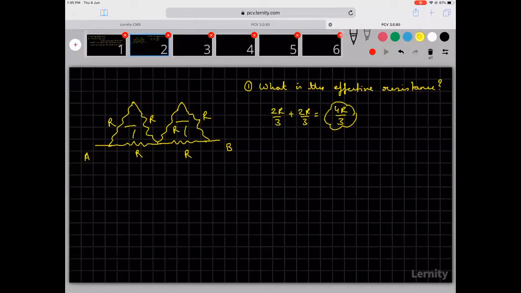I hope you are able to understand. This R and R are 2R. So 2R into R by 2R plus R will give you 2R by 3. So 2R by 3 is the effective resistance of this and this. Now these two are in series, so 2R by 3 and 2R by 3 will give you 4R by 3. So 4R by 3 is the effective resistance of this circuit.